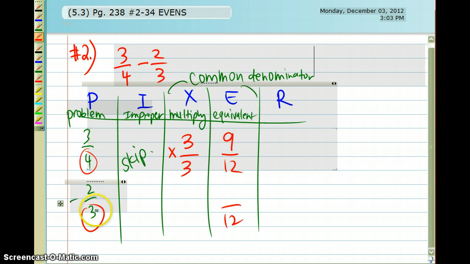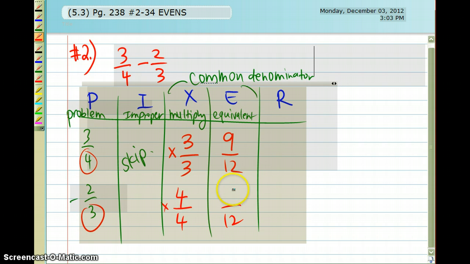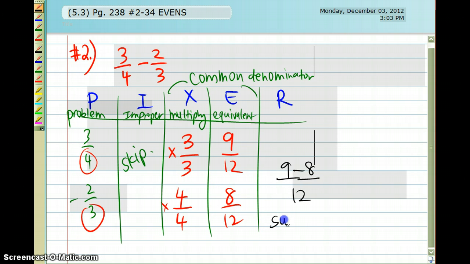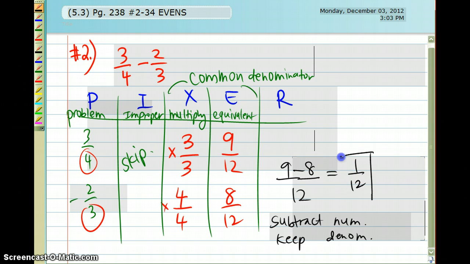Then for 3, I'm going to multiply by 4 in the denominator. I'm going to do to the top what I do to the bottom. So 2 times 4 gives me 8. Then I'm going to reduce those two fractions together. So 9 minus 8 over 12. So I subtract the numerators, the num, and then I keep the denom. I'm just shorthanding that right there, giving me a final answer of 1/12.